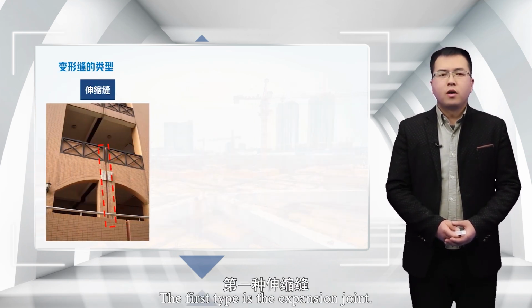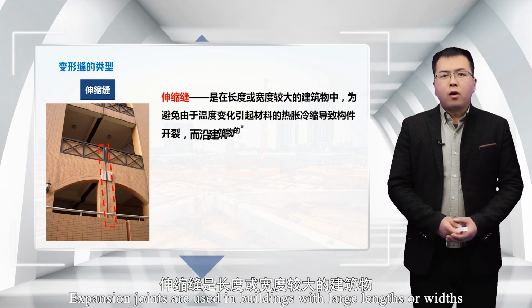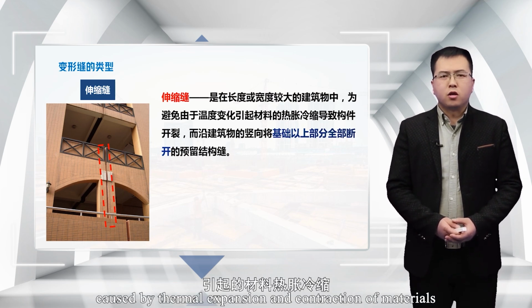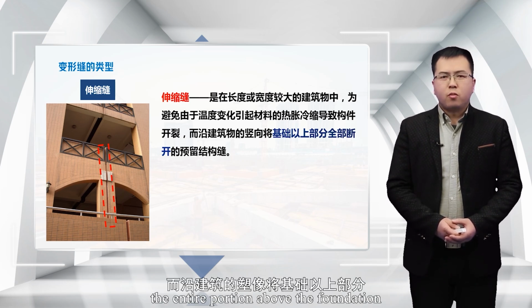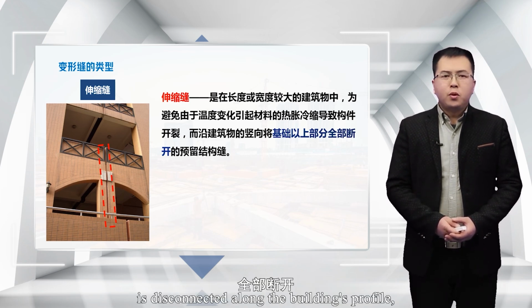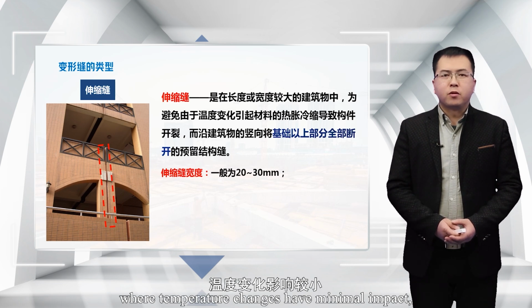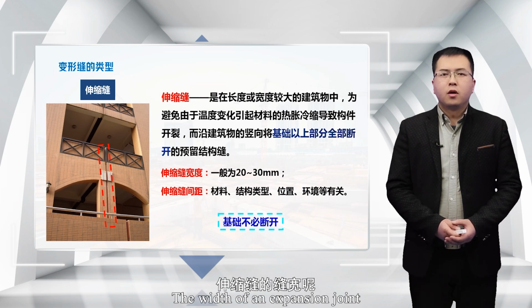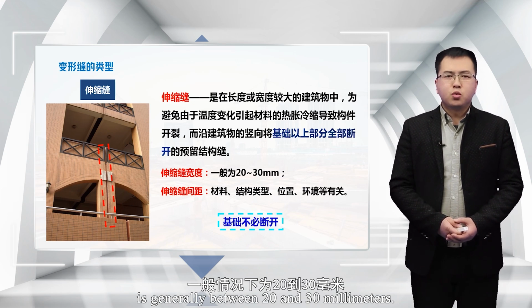The first type is the expansion joint. Expansion joints are used in buildings with large lengths or widths to prevent cracks in components caused by thermal expansion and contraction of materials. Due to temperature changes, the entire portion above the foundation is disconnected along the building's profile, while the structural joint's foundation part, buried in the ground, where temperature changes have minimal impact, does not need to be disconnected. The width of an expansion joint is generally between 20 and 30 millimeters.